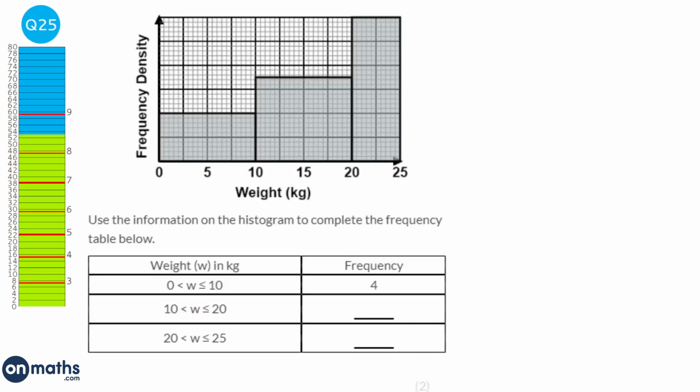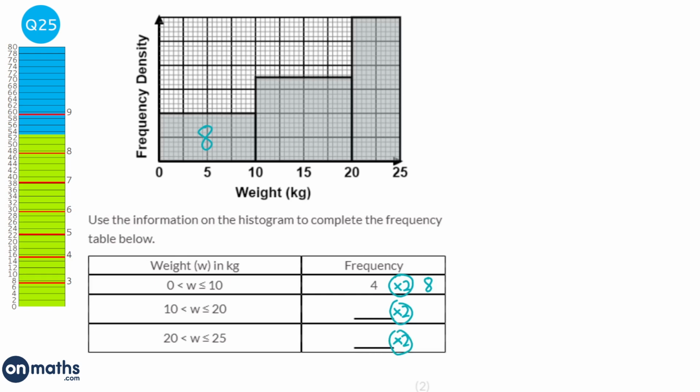If we count the squares for 0 to 10, we count that there are 8 squares. And to get from the frequency 4 to 8, we times by 2. And so each of these will be multiplied by 2 to find out how many squares there are. But we're actually going backwards, because we're going to count how many squares there are, and then we're going to try and work out the frequency.